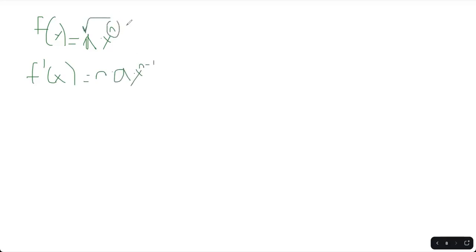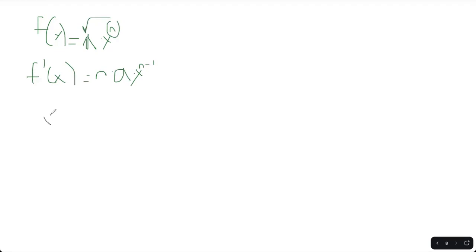The power rule basically says if you have a function f of x is equal to a times x to the power of n, f prime of x is going to be n times a times x to the power of n minus 1. So what you're basically doing is bringing down the n and then subtracting 1.